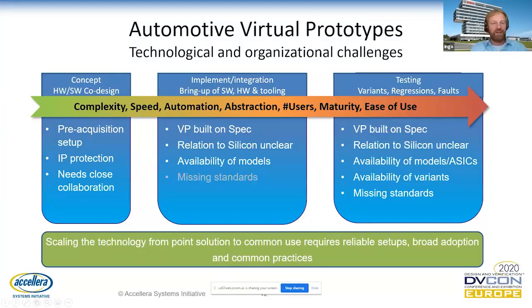What we see for scaling the technology from point solution to common use is that we require these items I just highlighted to get a reliable setup, and we need a broad adoption in order to rely on the availability of virtual prototypes. And in order to bring them into larger setups with different semis, we have to have common practices to be applied when I want to use a virtual prototype in my setup or in my design process.